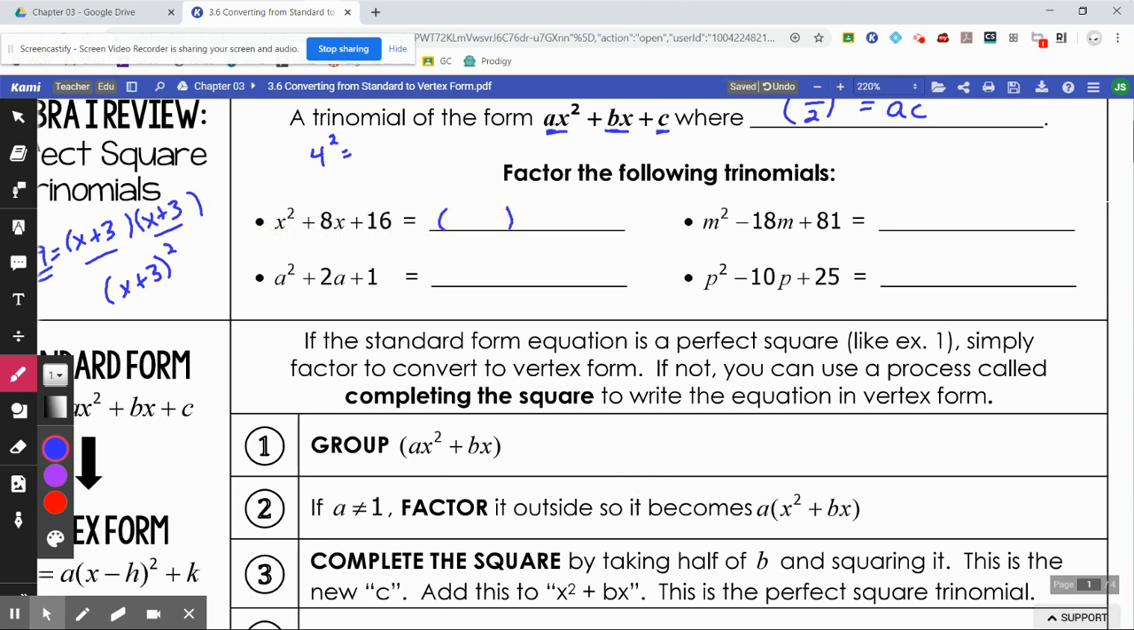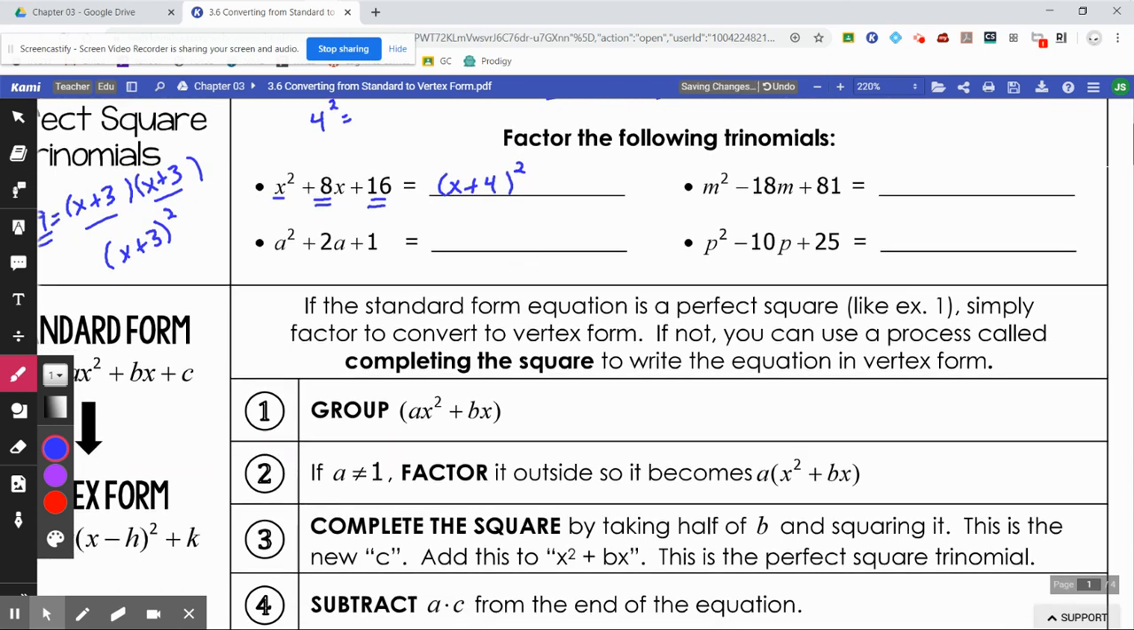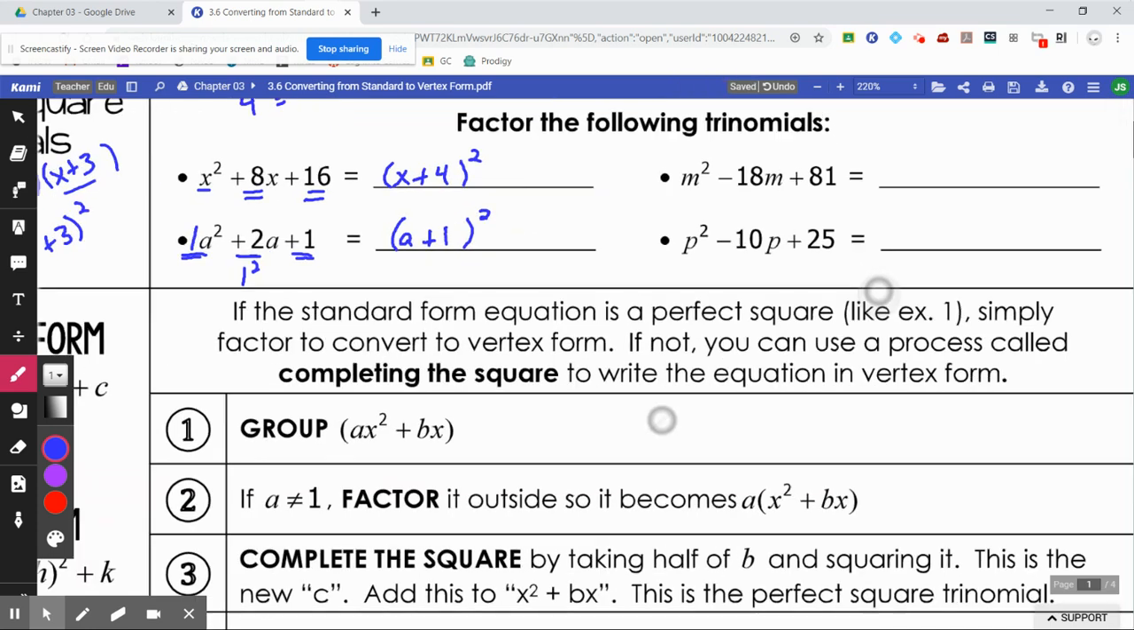So two sets of parentheses. What multiplies to give you x squared? x and x. Adds to give you 8, multiplies to give you 16: a positive 4 and a positive 4, which we can write as x plus 4 to the second power. You can check this next one. Take half of the 2, you get 1. Multiply it times itself, 1 to the second power, you get 1. Is it the same thing as 1 times 1? Yes. So when we factor, we should get a perfect square. A times a gives you a squared. Adds to give you 2, multiplies to give you 1: a positive 1 and a positive 1, which we can just write as a plus 1 to the second power.